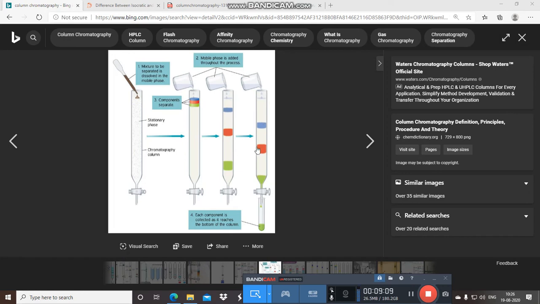So which one is the most polar? Yes, the blue one, because it has greater affinity towards the stationary phase, and the stationary phase is meant to remain fixed. In this case we are using a polar stationary phase like silica gel, so it is somewhat polar in comparison to this compound. The non-polar compound will elute first, and we have to perform TLC immediately on this eluted compound.